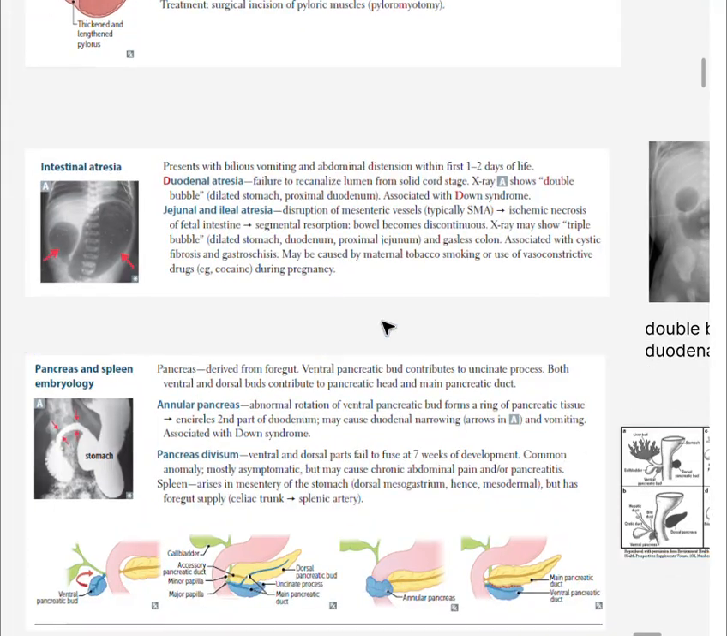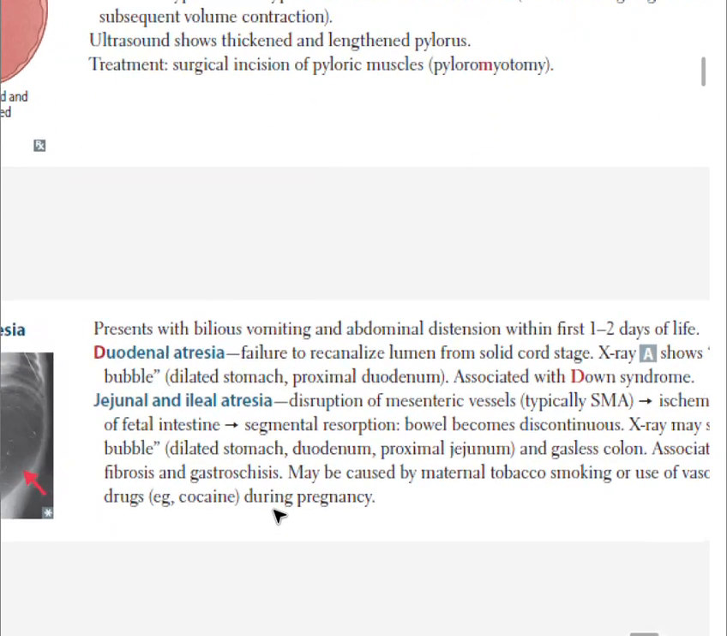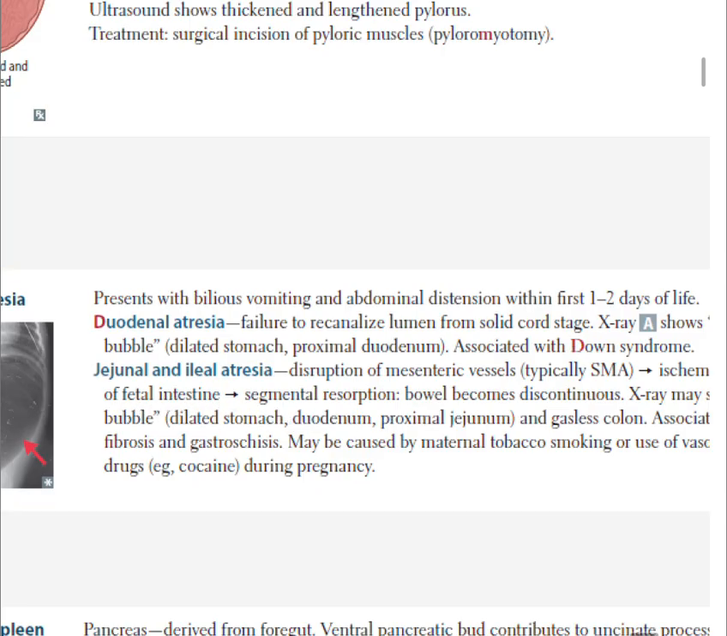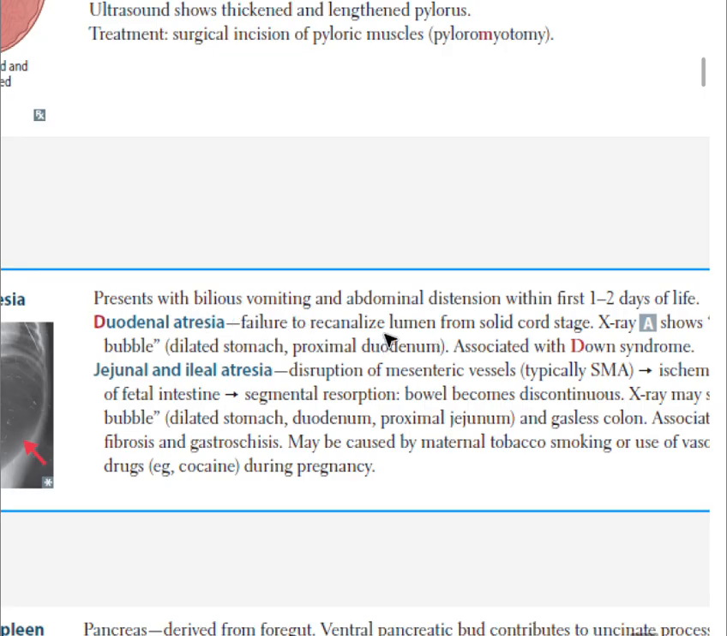Now always remember that whenever you have a duodenal atresia, the duodenal atresia has a double bubble sign, the jejunal or ileal one has a triple bubble sign. The duodenal one is because of failure of recanalization, but the jejunal or ileal one is due to a vascular accident. The timing is important.